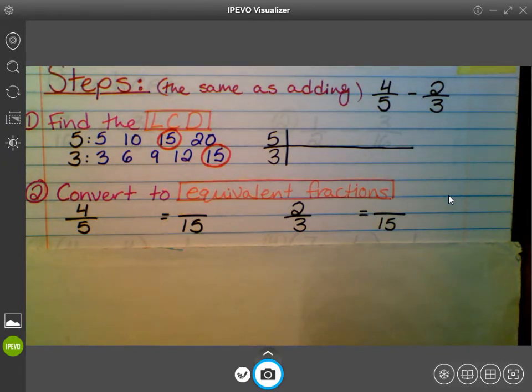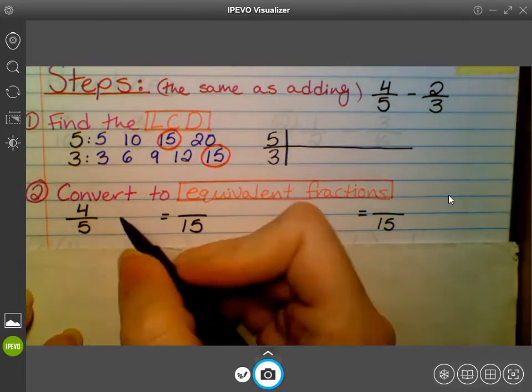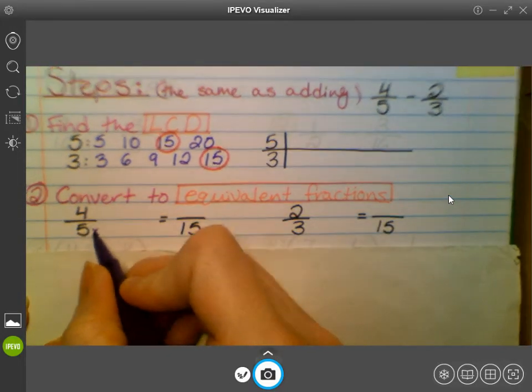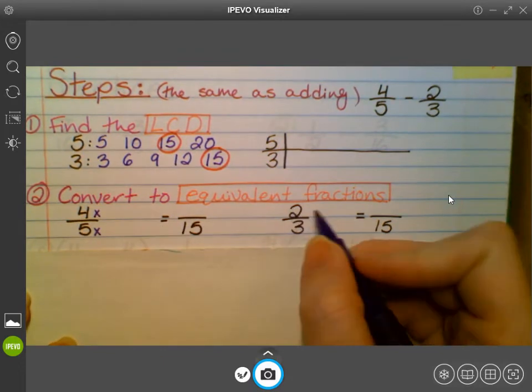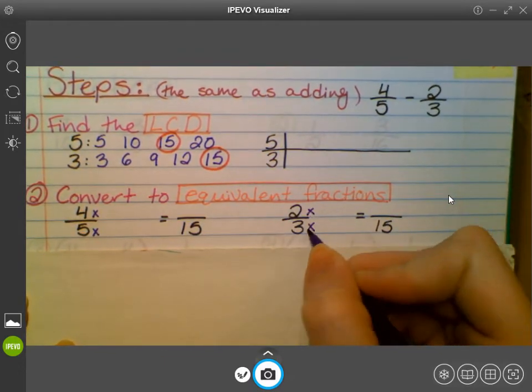So convert to equivalent fractions. You're right. For some people, they can do this in their head. But, like I said, it's good to practice writing it out. I'm just going to already put my multiplication signs here just so that we're ready when we look at this together.